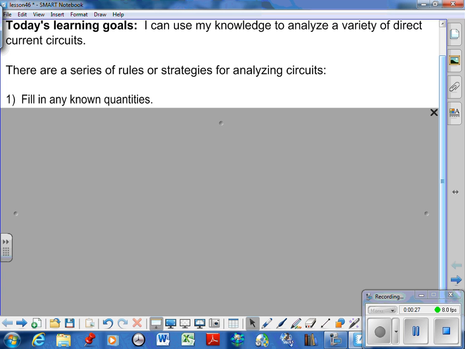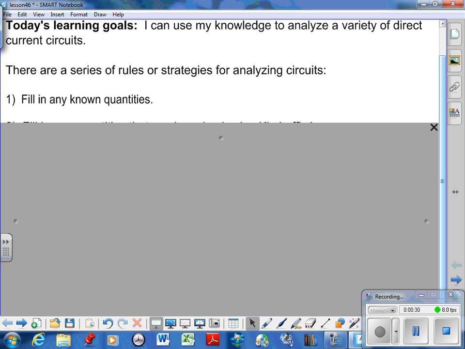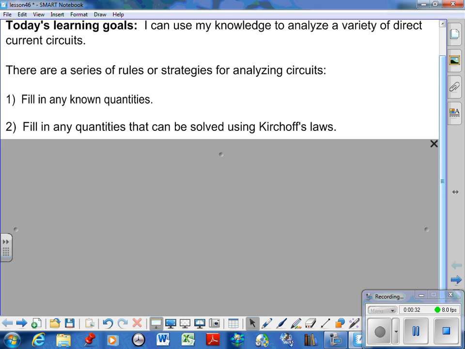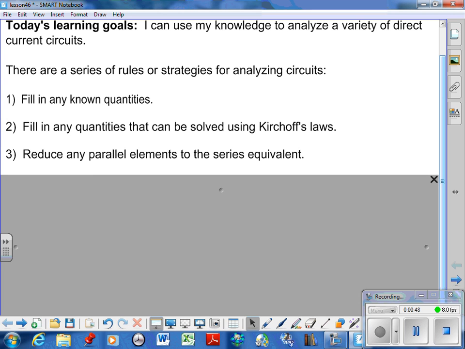First of all, you need to fill in any known quantities. Anything that's given, you want to make sure is on your diagram. Fill in any quantities that can be solved using Kirchhoff's laws. Kirchhoff's laws play a very important role when you are looking at a particular circuit. You want to reduce any parallel elements to series equivalent. That's the key here. Anything that's in parallel, we're going to convert to series, and we call it the equivalent. I'll show you what that means when we do an example.